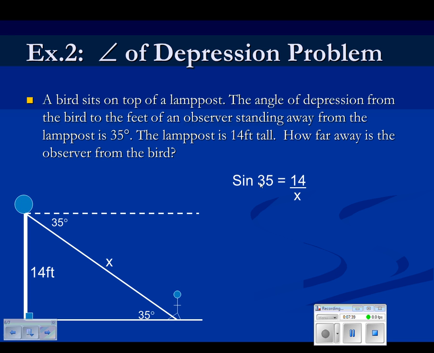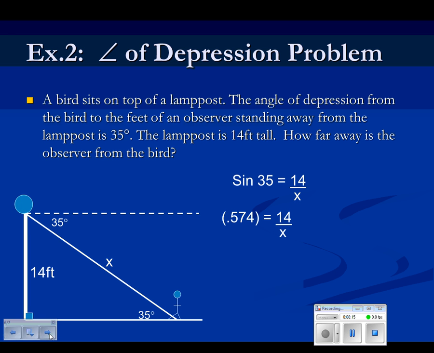By applying the sine rule, we have sine 35 equals 14 over x. Why? Because 14 is the opposite side to 35, while x is the hypotenuse. So by applying the sine rule, which is sine equals opposite over hypotenuse, we have sine 35 equals 14 over x.